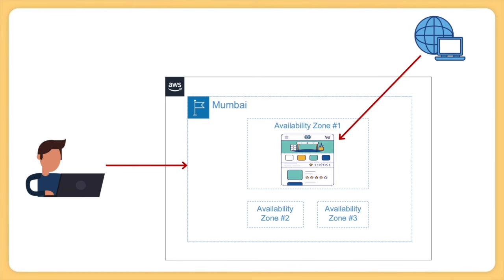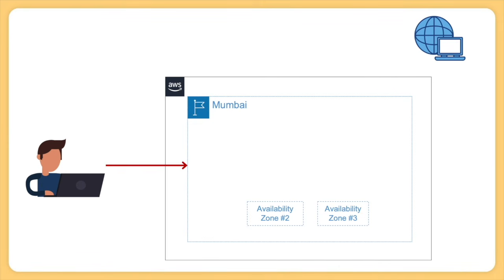But suppose the availability zone in which you launched your server goes down completely. That means your application will also be down. But that's not it. You won't be able to access your application data as well. And if you don't have that data, you won't be able to revive your application. So to avoid such situations, AWS has availability zones.